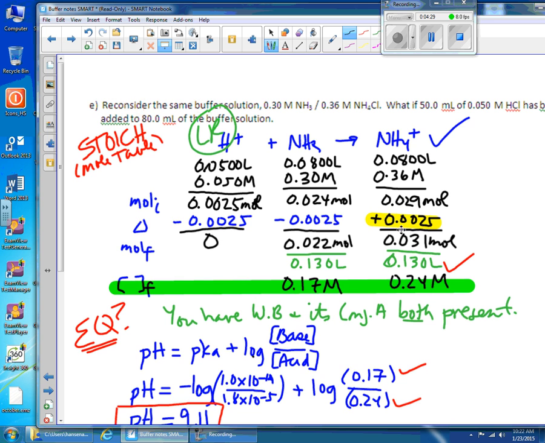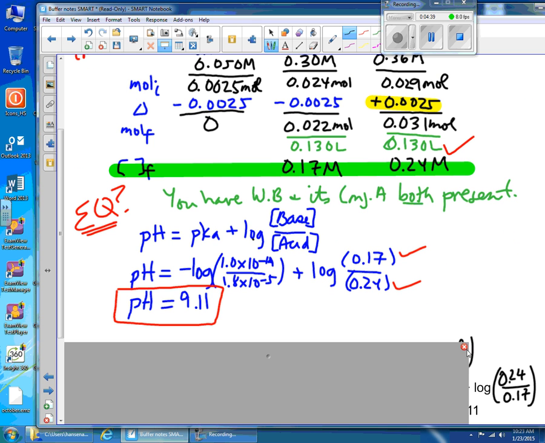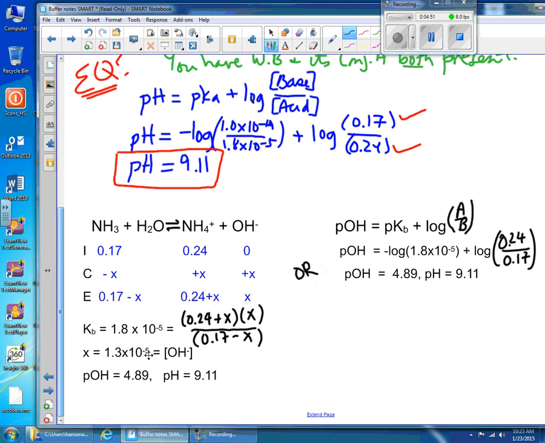So you look very carefully at your mice table. My base is now the 0.17, and my NH4 plus is now the 0.24. All right, 9.18. Just to reiterate, there's a lot of different ways to skin a cat, as they always say, so there are different methods you can use. Please remember, anytime you're using the Henderson-Hasselbalch, you're really just doing an ice table.